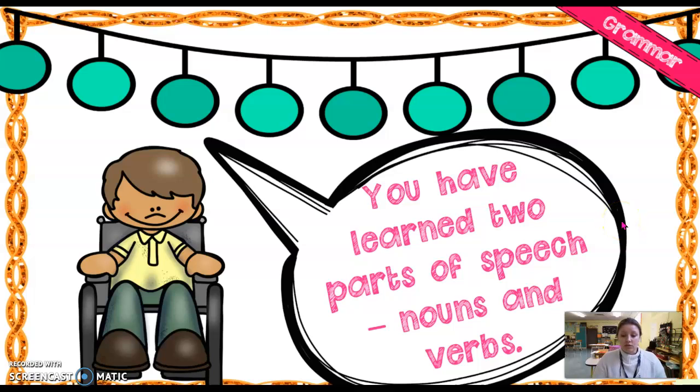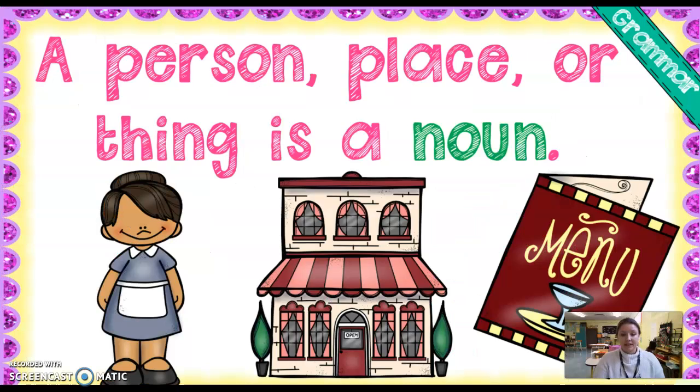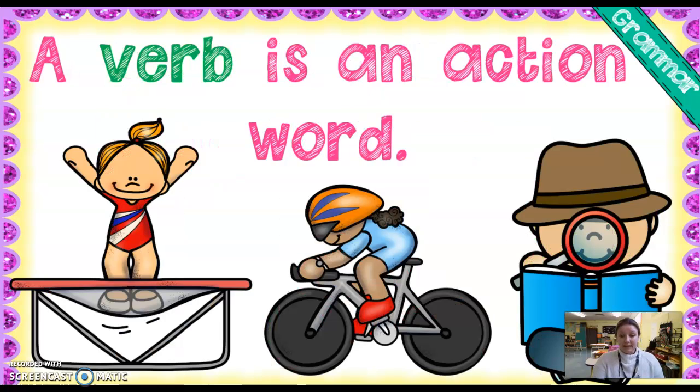We have practiced 2 different parts of speech so far in skills this year. We've practiced nouns and we've practiced verbs. What is a noun? What is a verb? Let's take a look. A person, place, or thing is a noun. We learned about common nouns and proper nouns. A verb is an action word. Jump, ride, investigate. It's something that you do.